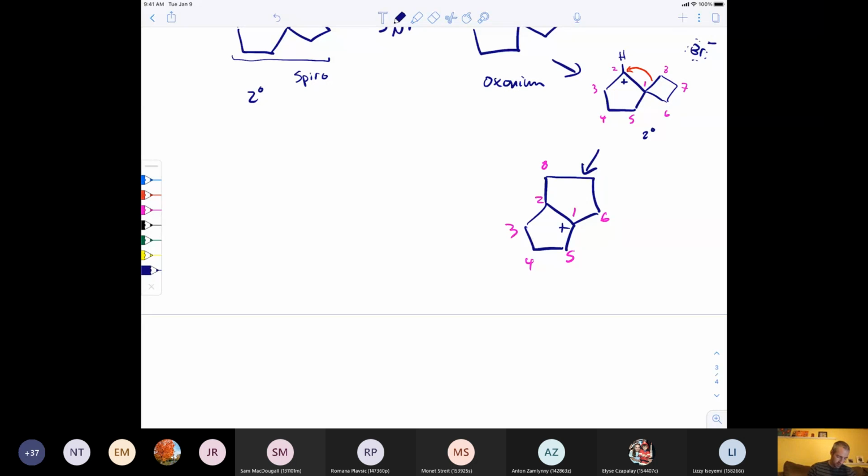That might not have seemed that simple the way I did it, so I'm going to go through that process again. I'm going to delete all this. We have our original cation. The 1, 2, 3, 4, 5 ring doesn't change. It's the 1,8 bond that breaks. It's the only one that breaks. So let's redraw 1, 2, 3, 4, 5.